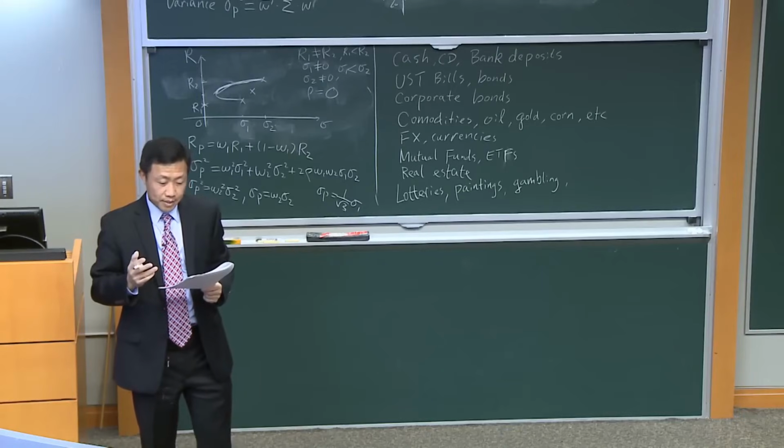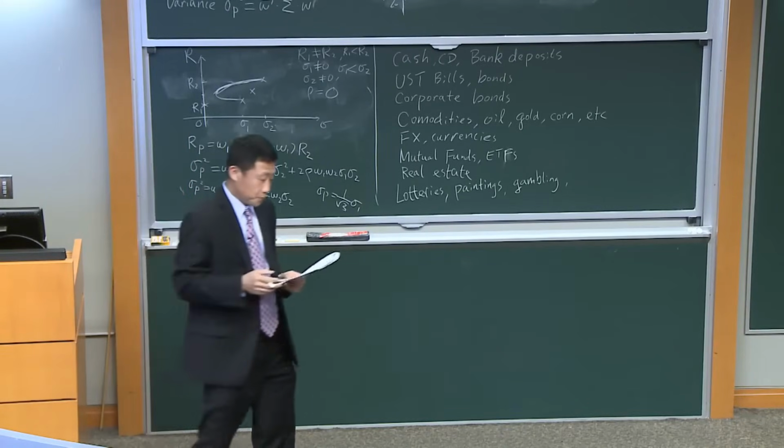I want to reveal the concept of beta and Sharpe ratio.